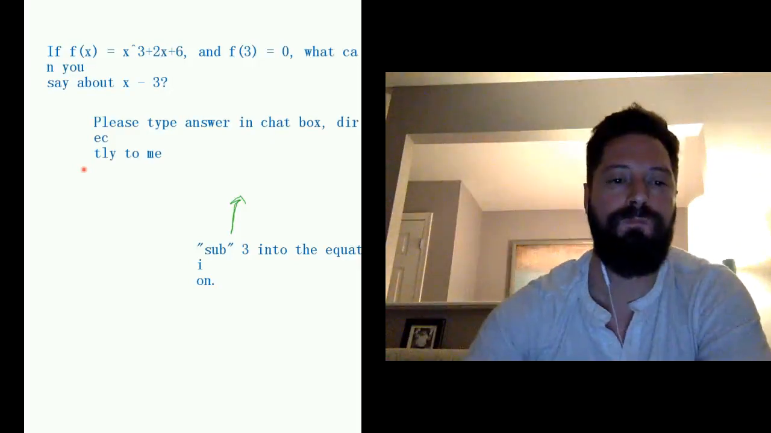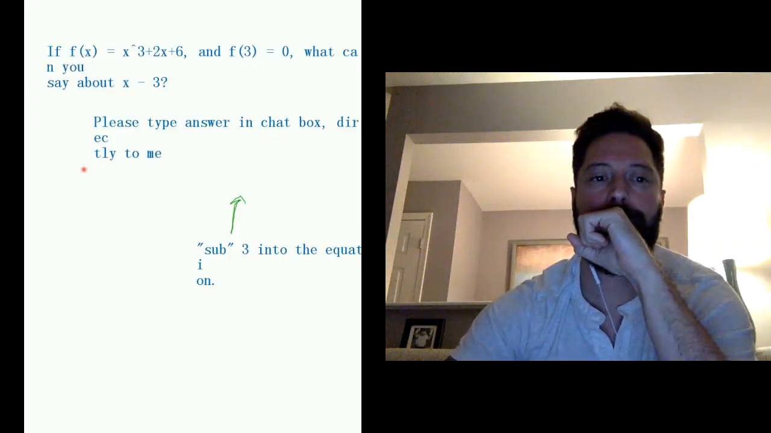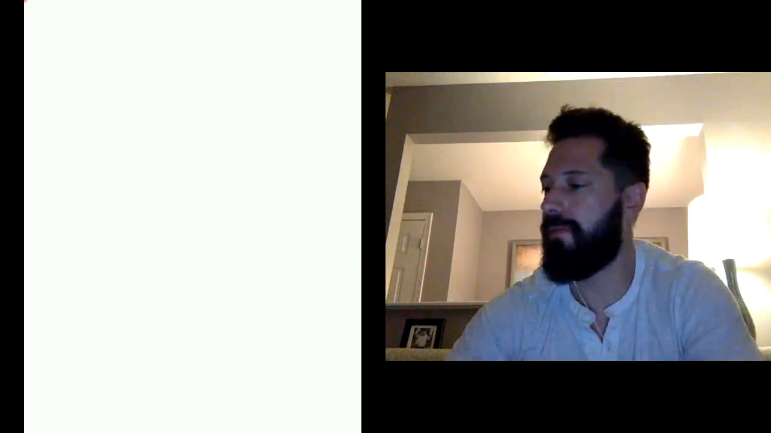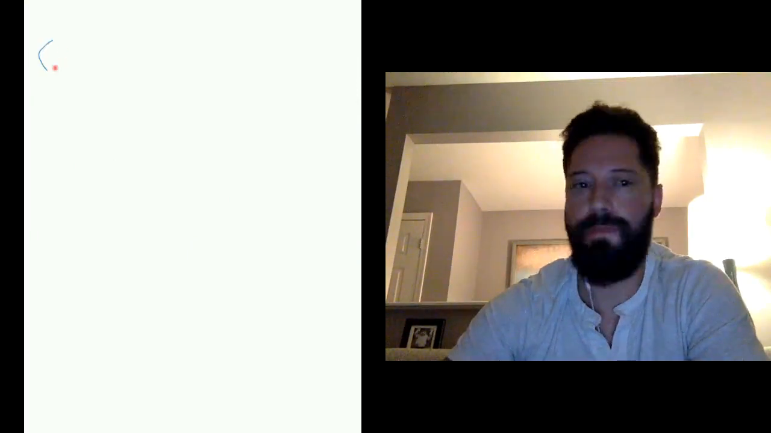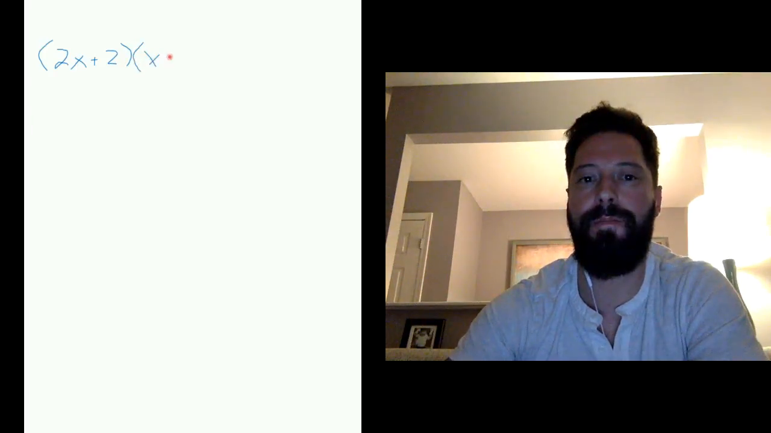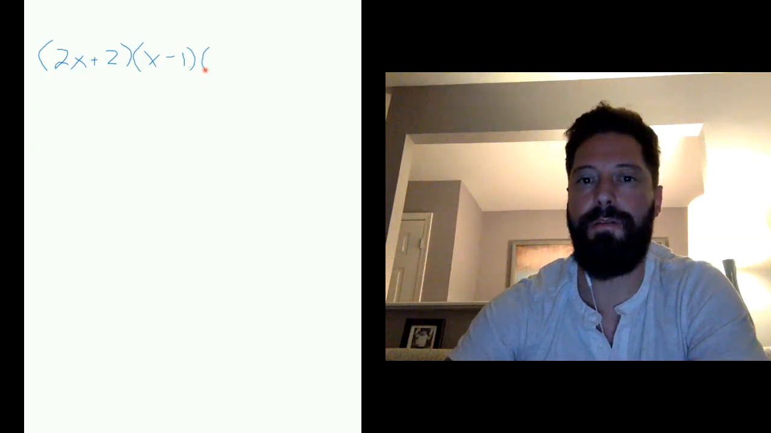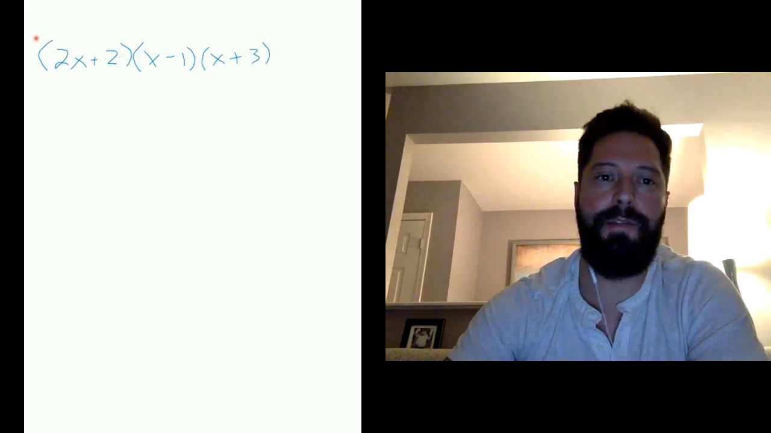All right, let's do a multiplication problem. Let's say we had 2x plus 2 times x minus 1 times x plus 3. In order to multiply this out, we're going to choose two of these binomials to work with, for loss of generality, basically for no reason. I'm just going to choose the left two.